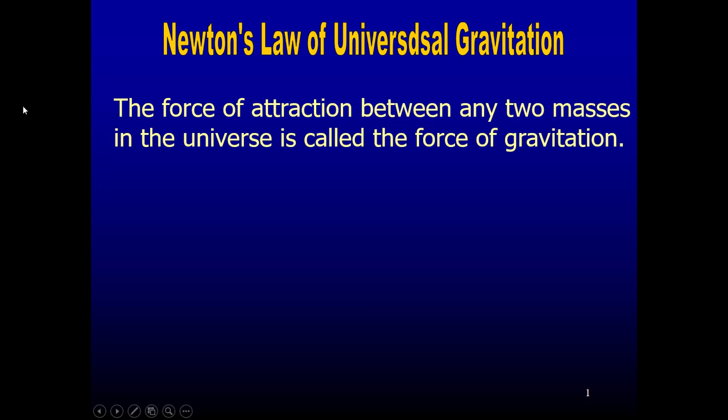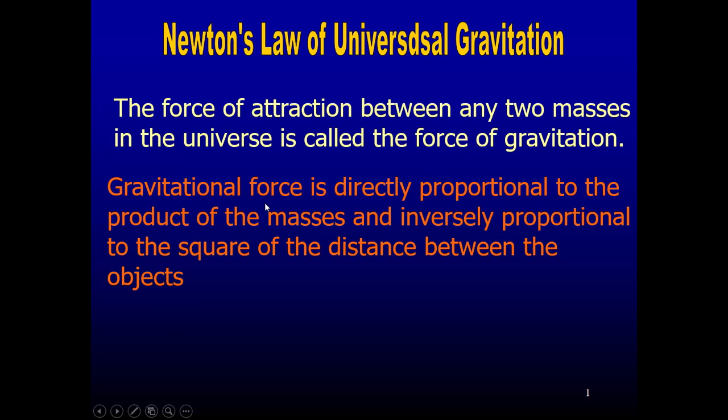Okay, hello, grade 11. So that gets us to Newton's law of universal gravitation. Now, this tells us that the force of attraction between any two masses in the universe is called the force of gravitation. Gravitational force is directly proportional to the product of the masses and inversely proportional to the square of the distance between the objects.